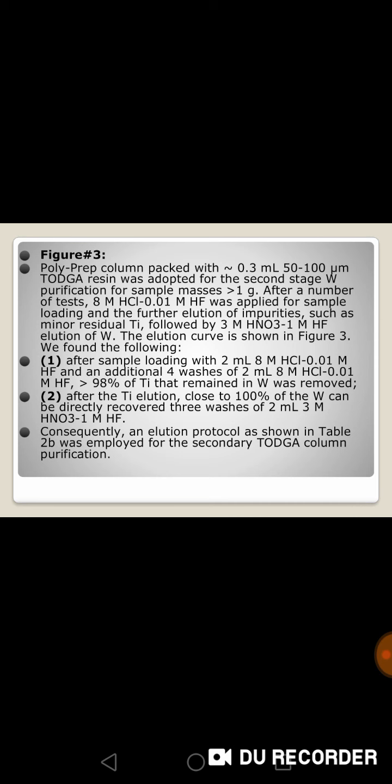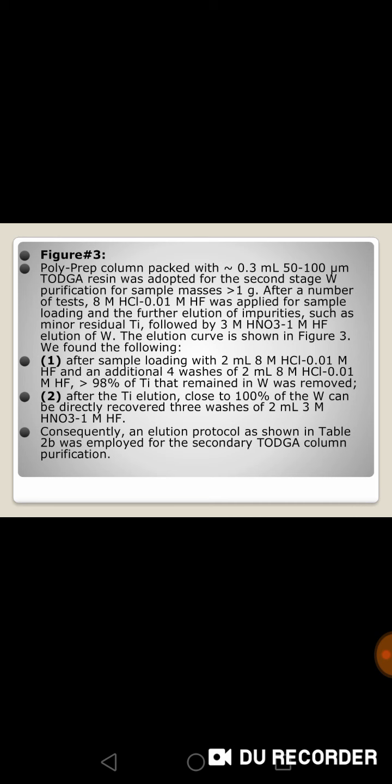After a number of tests, we use 8 molar HCl and 0.1 molar HF for the sample loading. Further, in the elution, impurities such as the minor residual titanium and tungsten are eluted out by different molarity HNO3 and HF solutions. The elution curves are shown in figure 3, which is on the next slide.